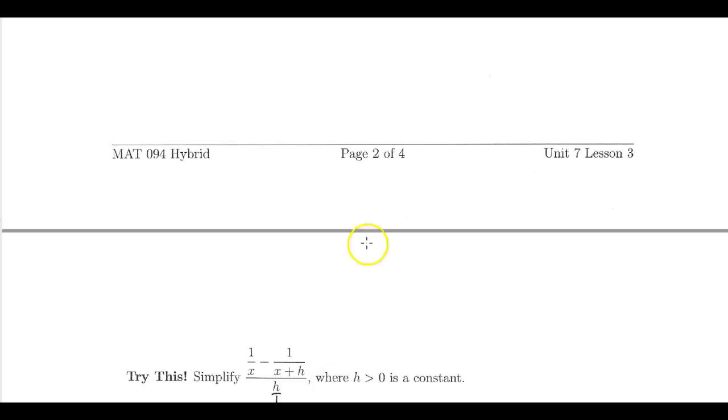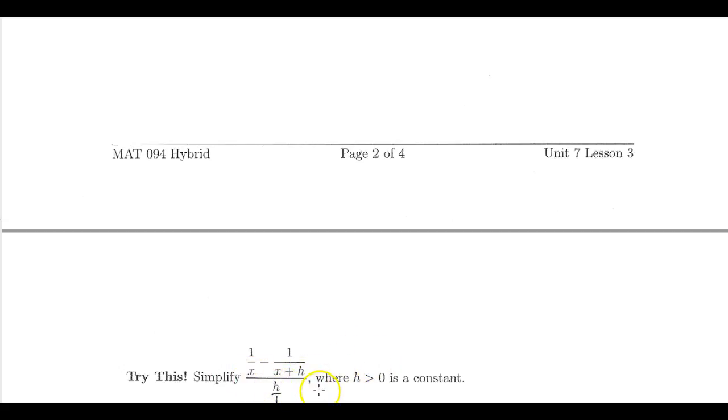Here's another one to try. Pause the video, try this one out. And this is a little bit of something you'll see in pre-calc and calculus later on when we add an h here, where h is a constant. This could be like h plus 1 over h, or h plus x plus 5, and so on.